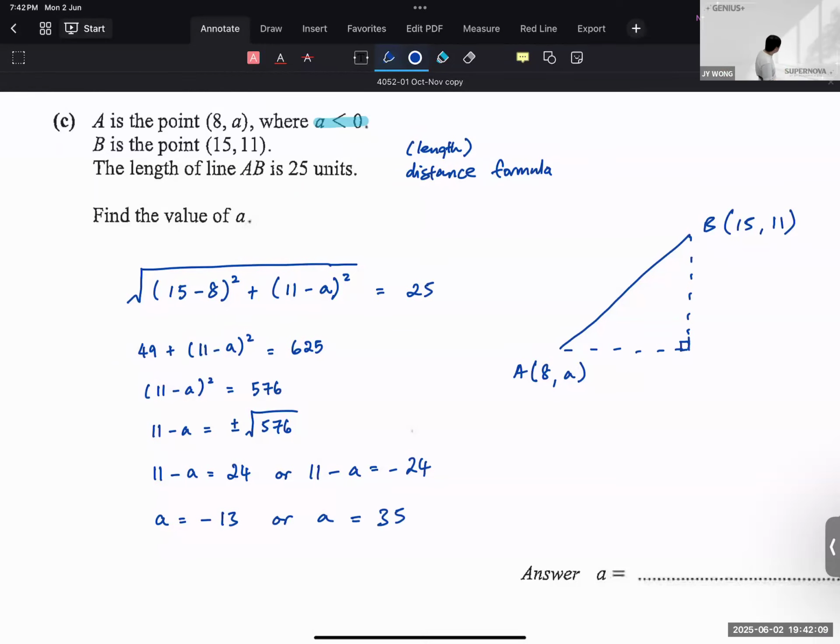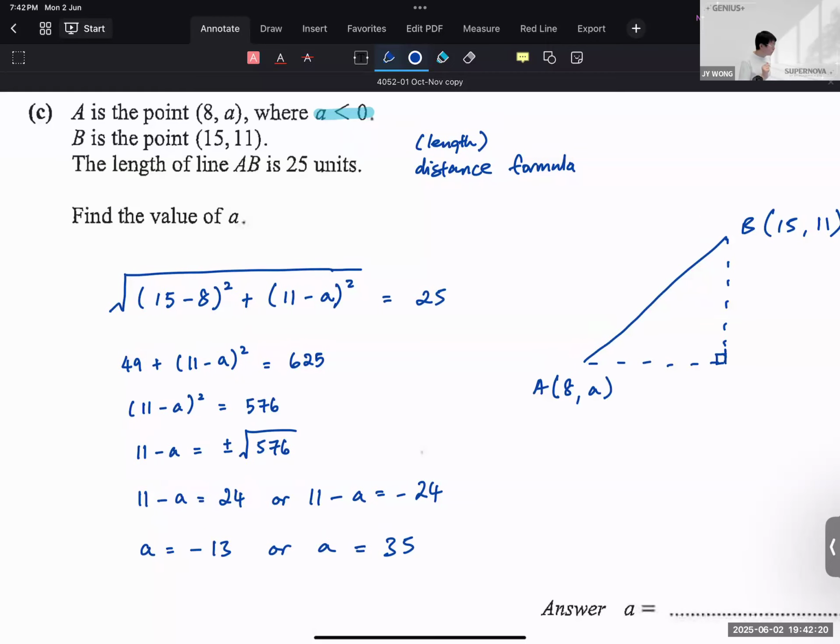If a equals negative 13 or a equals 35, I need to reject one of them. Which one? Read the question carefully. Which value of a do I reject? They give me a specific condition about a. What is it?